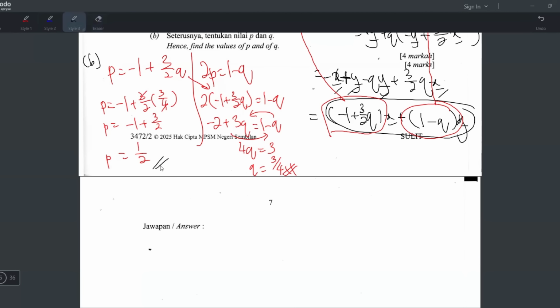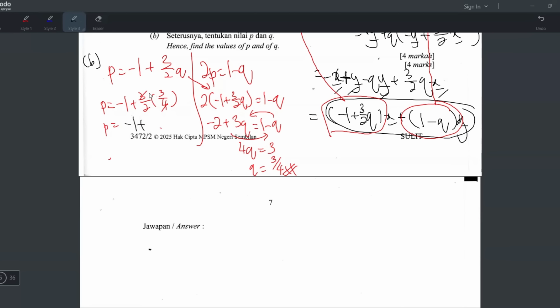Okay, so this one is 3 over 4, right? So -1 plus 3 over 2. Wait. How come this 3 and 4 cut? Oh my god. Guys, I don't know what I'm doing. This 3 and 4 cannot cut, right? And you cannot cut the 3 also because they are both on top. So actually you cannot cut this one.